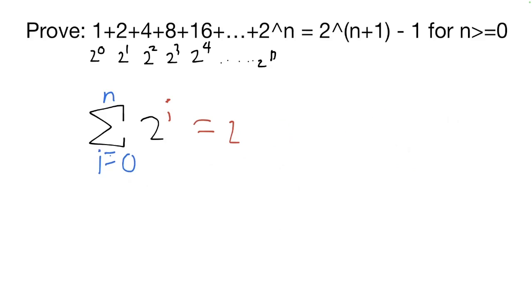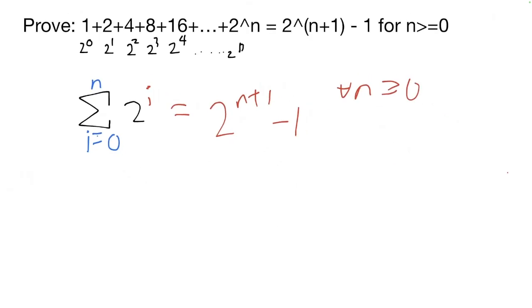Now we're asked to prove that this is equal to 2 raised to n plus 1 minus 1 for all n greater than or equal to 0. Before we start, we first define our propositional function. Let's say I just let P of n be the following.